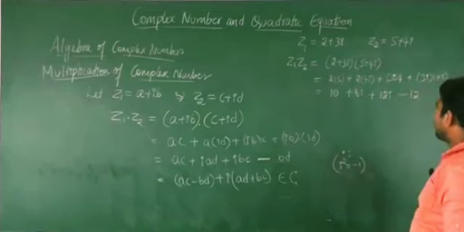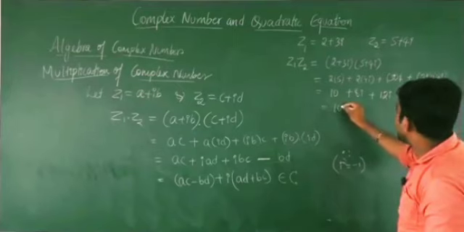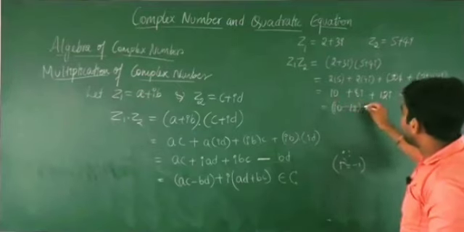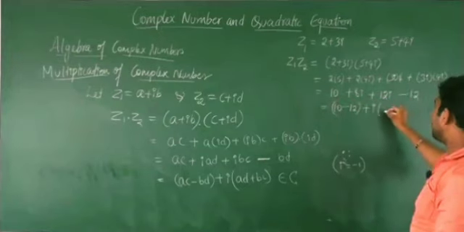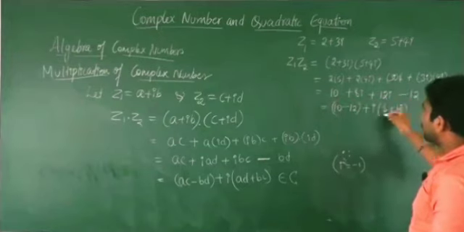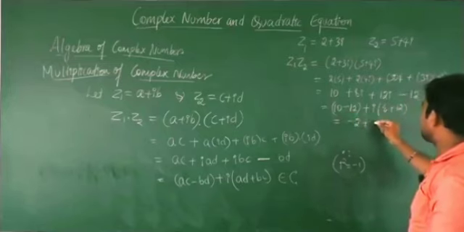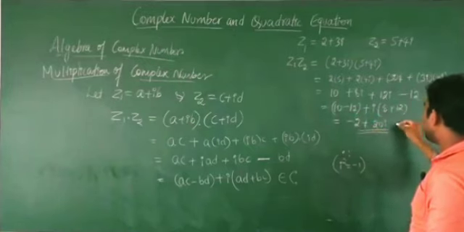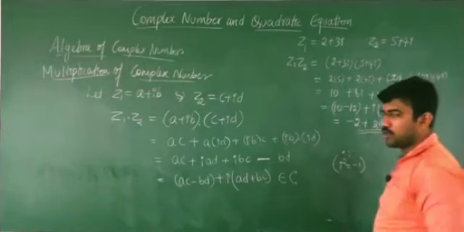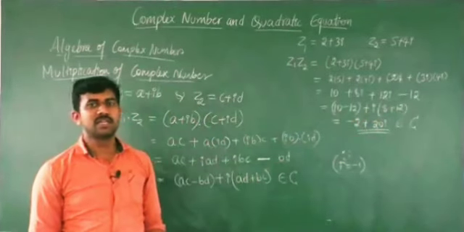Now write together the real parts, that is 10 minus 12, and take the imaginary parts together by taking i common, 8 plus 12. This is nothing but minus 2 plus 20i, minus 2 plus 20 into i. Clearly this belongs to the set of complex numbers. So like this we can multiply two complex numbers.